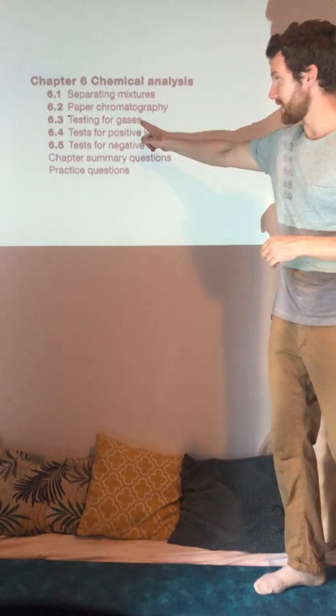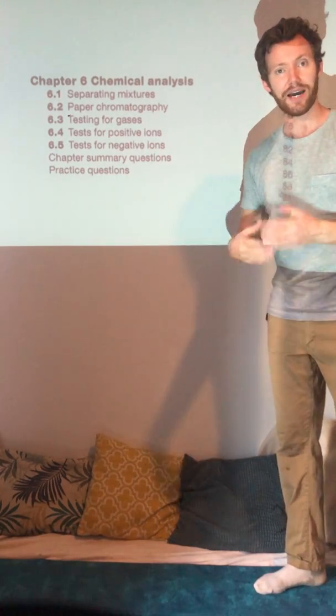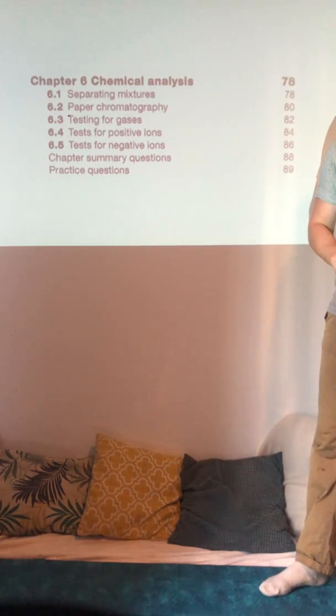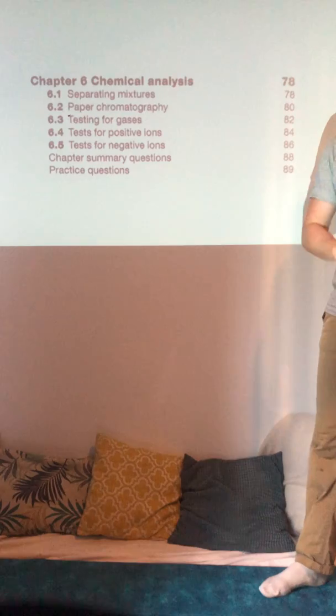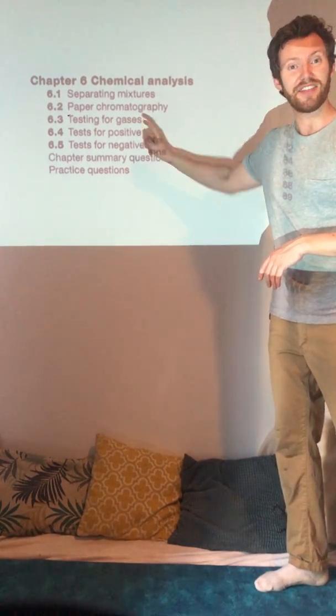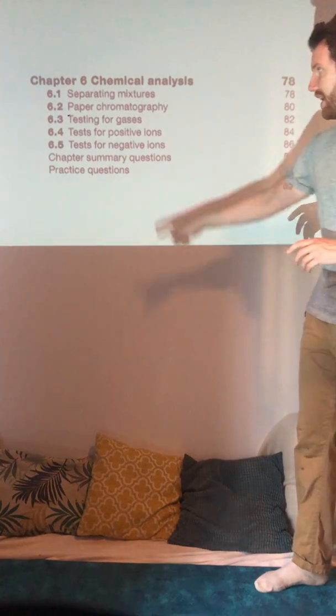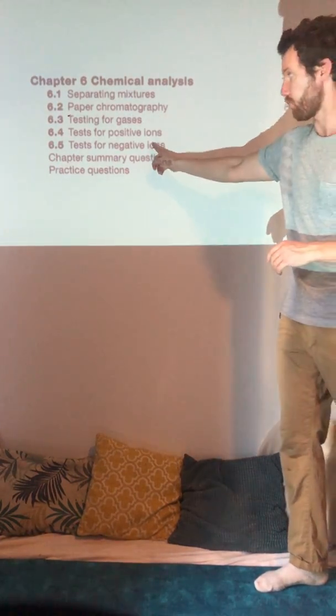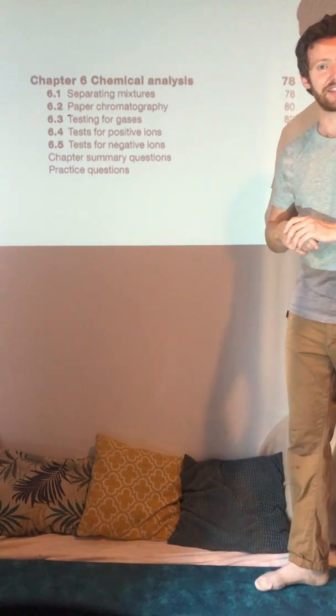Then we went on to testing for different gases. So how can we test, or how can we show for the presence of carbon dioxide, hydrogen, oxygen, and our chlorine? Testing for our positive ions, these different colours with our flame test, and finally the reagents and the observations involved to prove for the presence of certain negative ions.